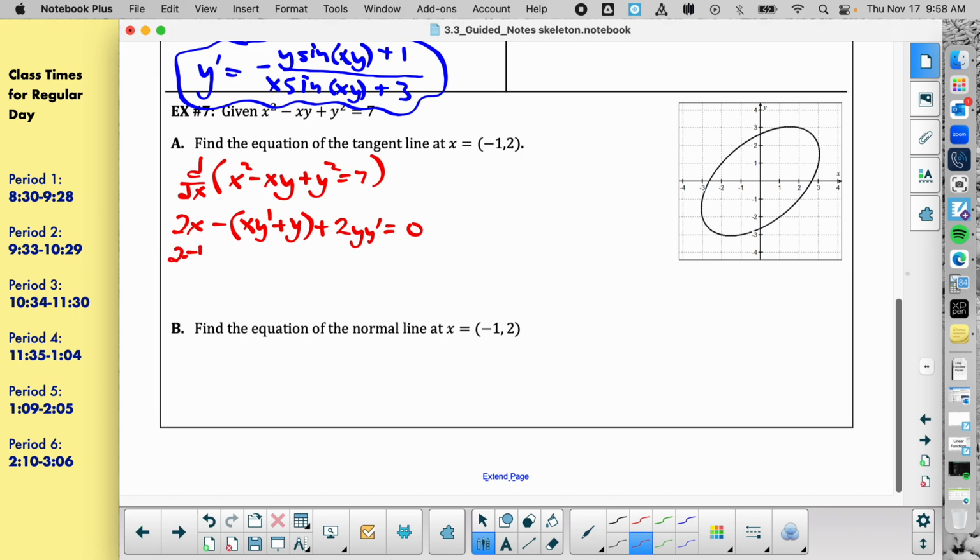So 2 times -1 minus -1 y prime plus 2 plus 2 times 2 times y prime. So I've got -2 plus 1y prime minus 2 plus 4y prime equals 0. -4, I would bring to the other side as 4. 1y prime plus 4y prime, 5y prime. That means the slope is 4/5.